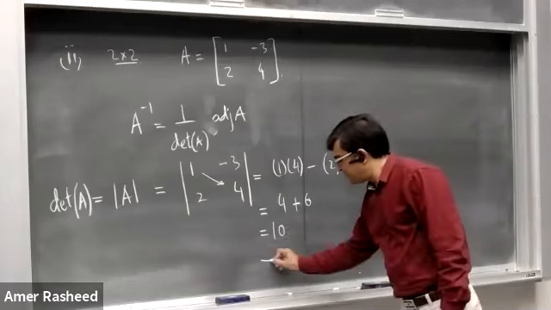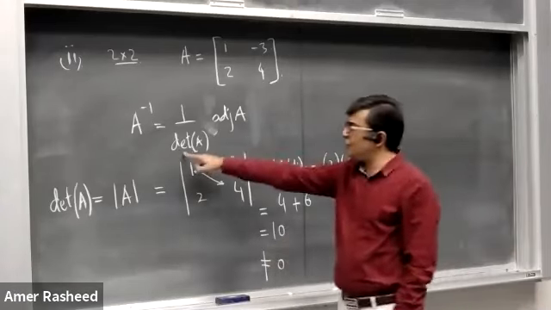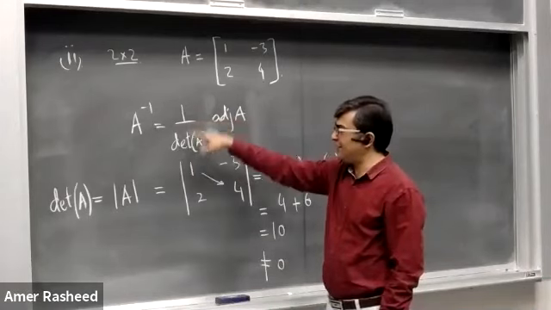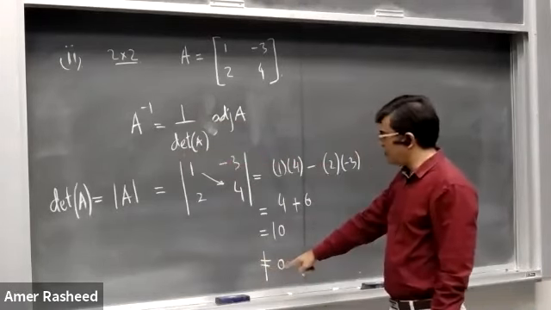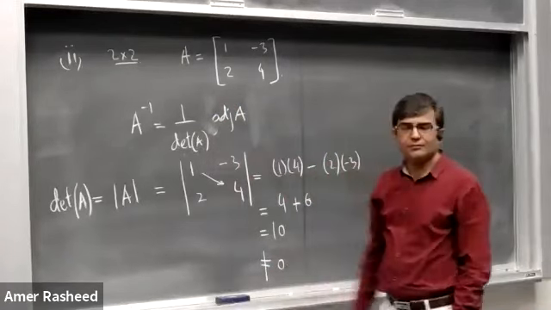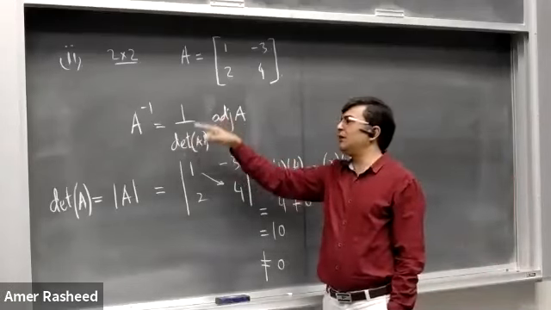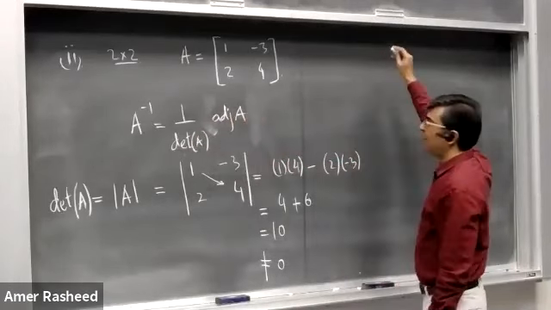So this determinant should not be equal to 0. It is in the denominator, so it should not be 0. If it is 0, then you cannot find A inverse, because you will have infinity here, and anything multiplied by infinity is infinity.